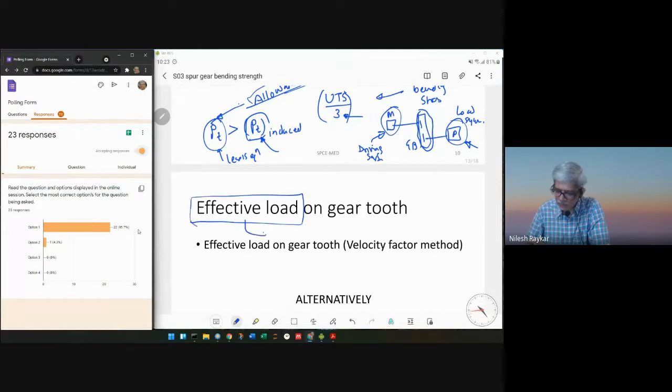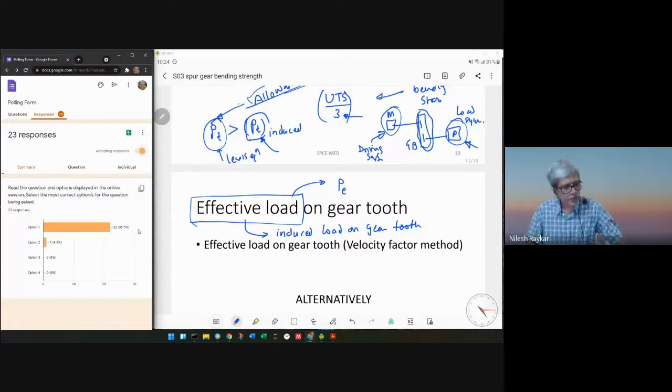So this is nothing but the induced load on gear tooth, which is corrected for different types of factors. One of the factors which we considered is the service factor, which depends on the nature of the driving system and driven system. So effective load is given as PE.